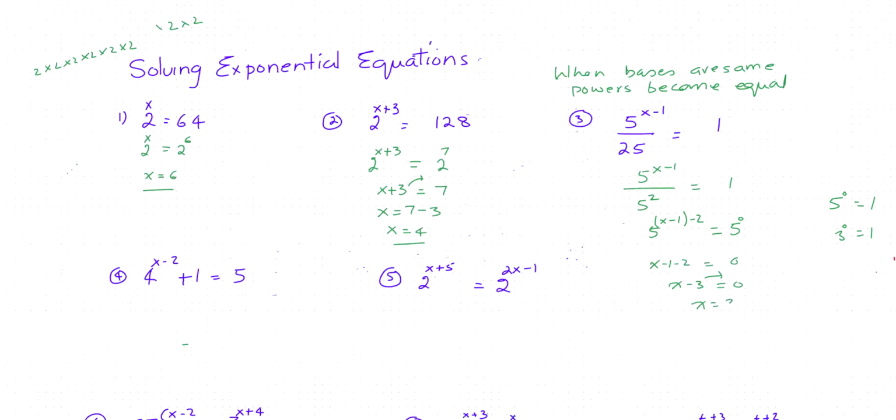And you can check this answer. Plug the x value 3 here. So x value 3, 3 minus 1 is 2. So 5 to the power 2 over 5 to the power 2, we cancel, the answer is 1. Okay. The next question is 4 to the power x minus 2 plus 1 equals 5.